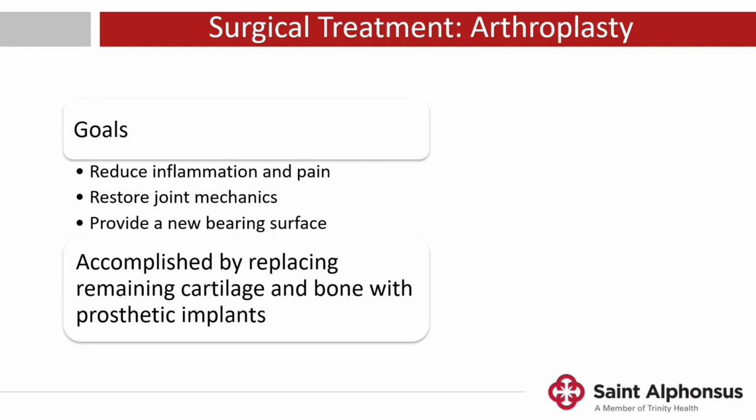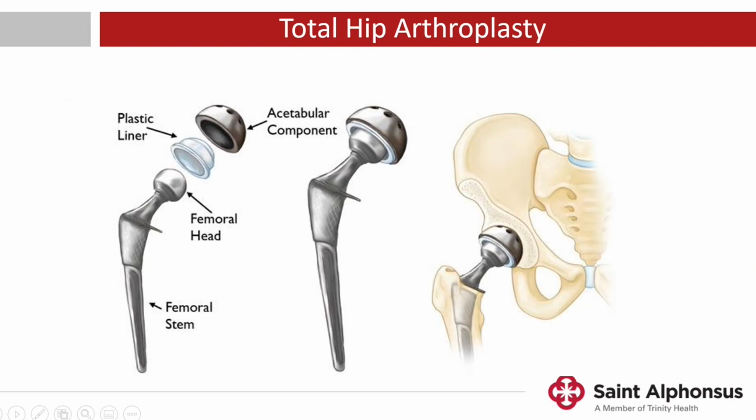All right, now moving on to surgical treatment. The goal, like we said, is to reduce inflammation and pain primarily. We also, especially in people with very advanced arthritis or deformities of the knee or hip, want to restore the normal joint mechanics. And we do this by providing a new bearing surface, which is usually some combination of highly durable plastic, metal, and ceramic. And basically what we're doing in either procedure is replacing any remaining cartilage and any diseased bone with prosthetic implants. And we'll go over each one.